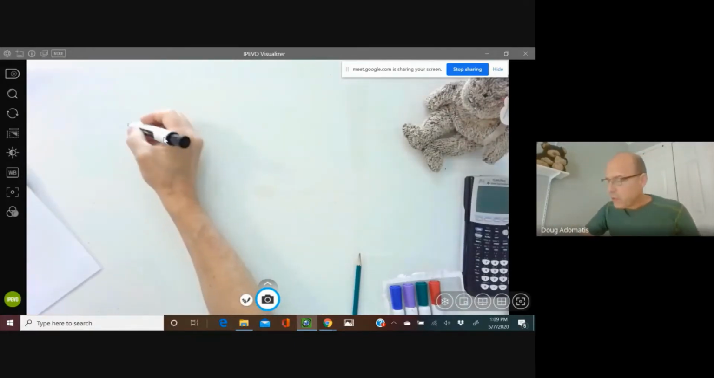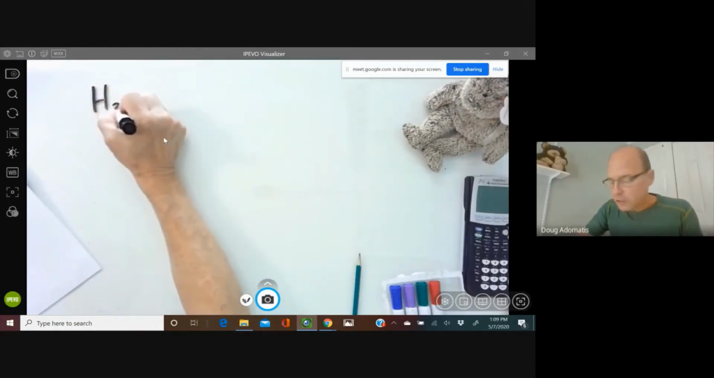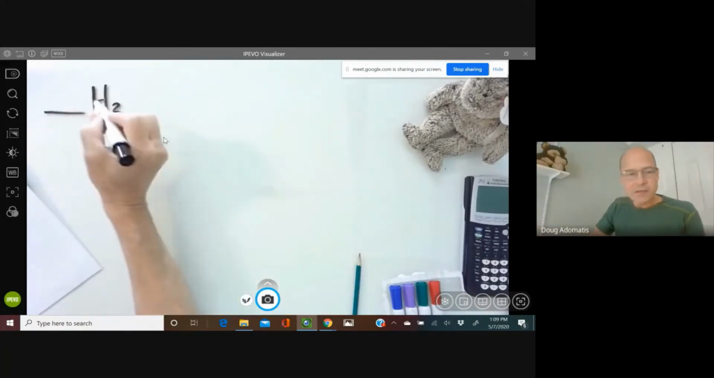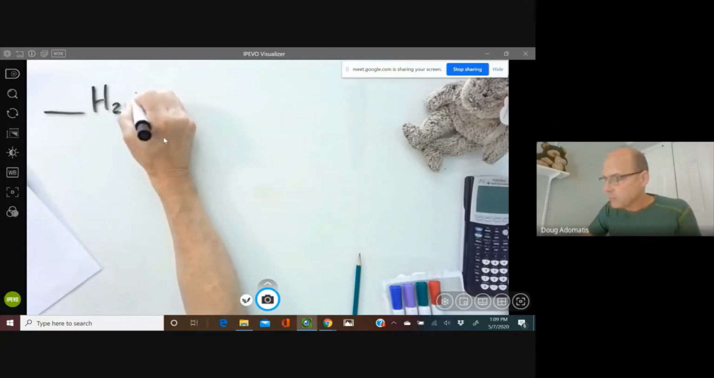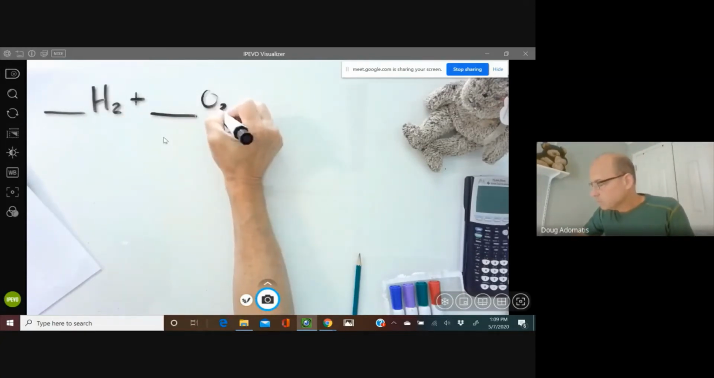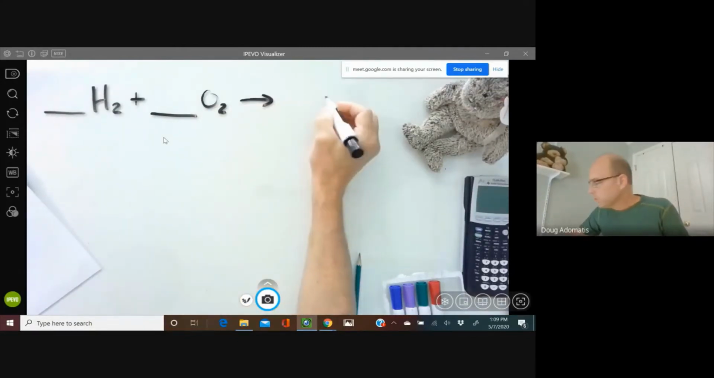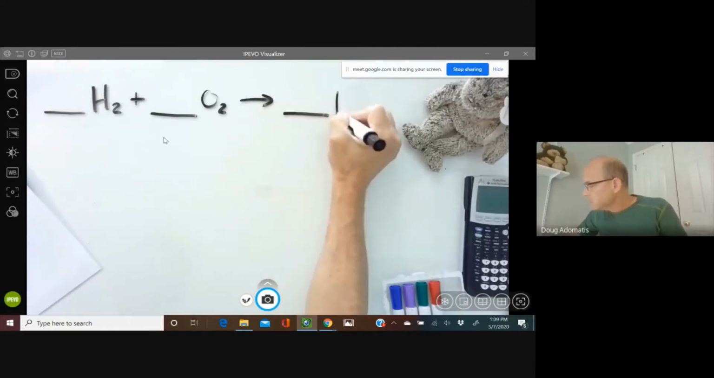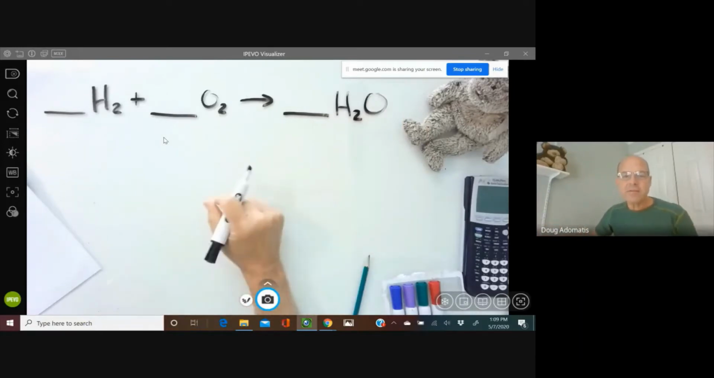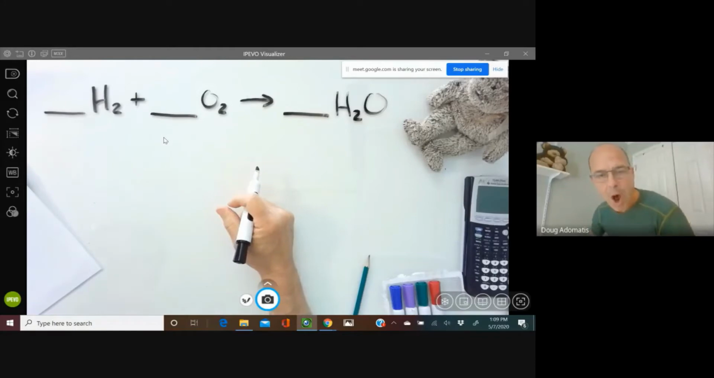Okay, so the first one is the famous equation H2. And when we do these, we are going to leave a little bit of space for a coefficient in front. Plus O2 is going to produce or yield some quantity of H2O. Now, I said this is a very famous equation because this is what the Martian did when he went to Mars.